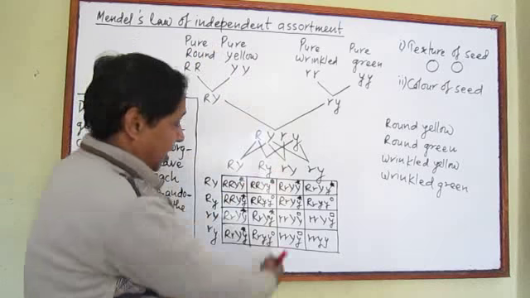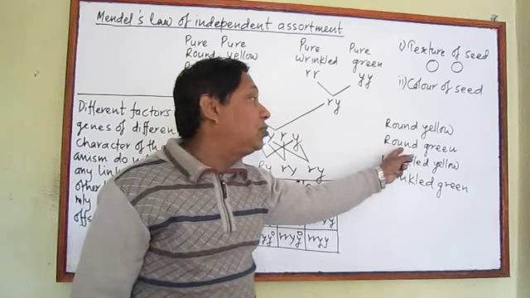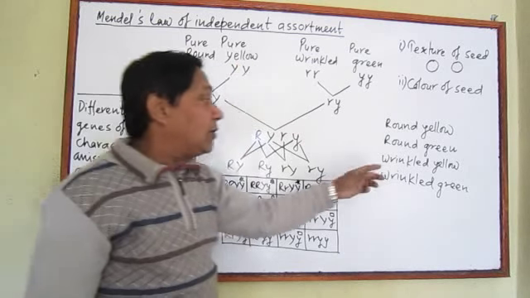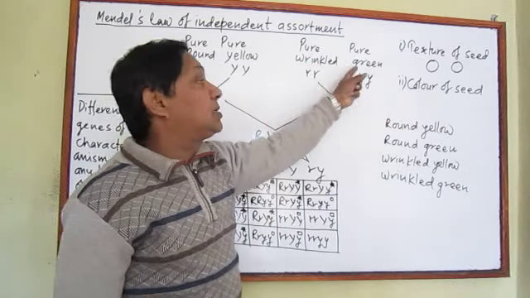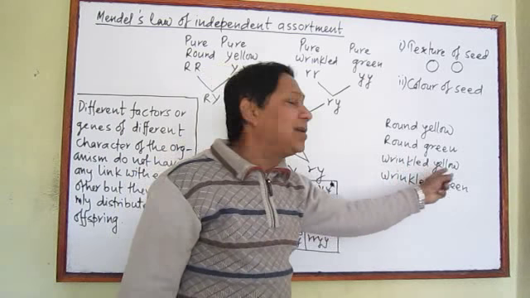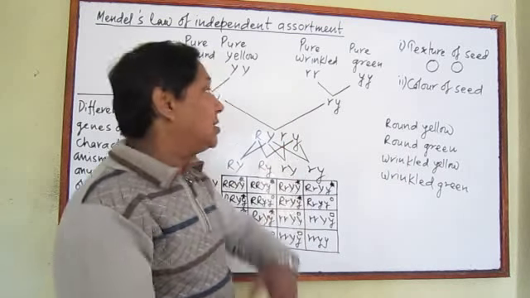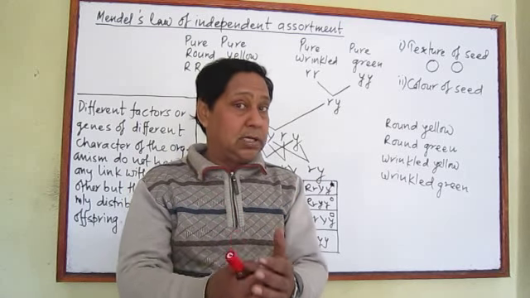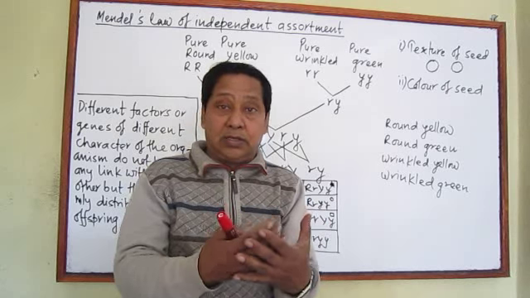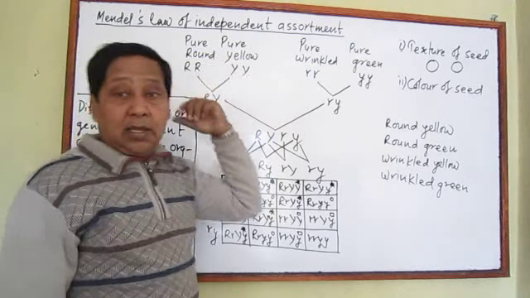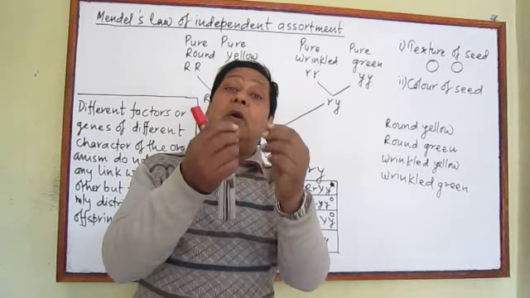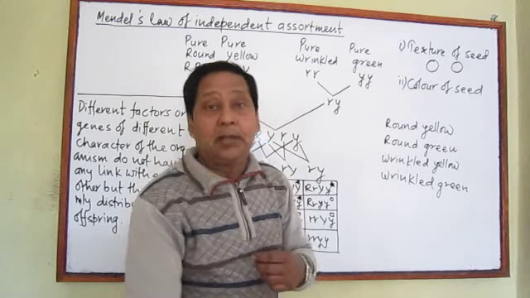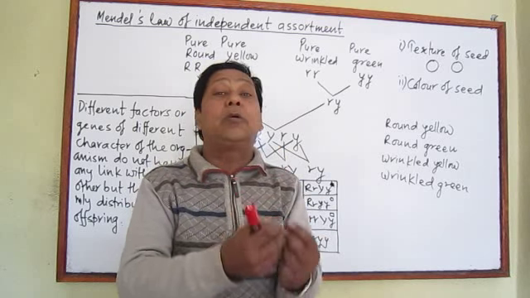Then what was found later in the second generation is that round is found to be green also. It is not necessarily yellow. And wrinkled is found yellow also. Wrinkled was green, but later he found that wrinkled is yellow also. That's why he declared that there is no link between the factors or genes of different characters. I mean to say, if a pea plant is round-seeded and its color is yellow, it is not necessarily the same in the next generation. There is no relation between round and yellow.